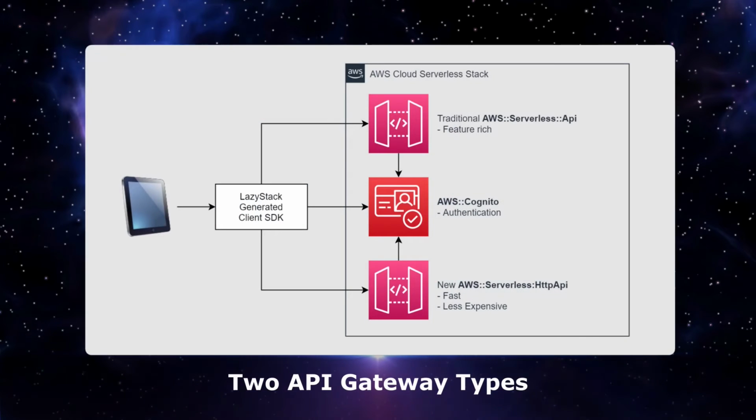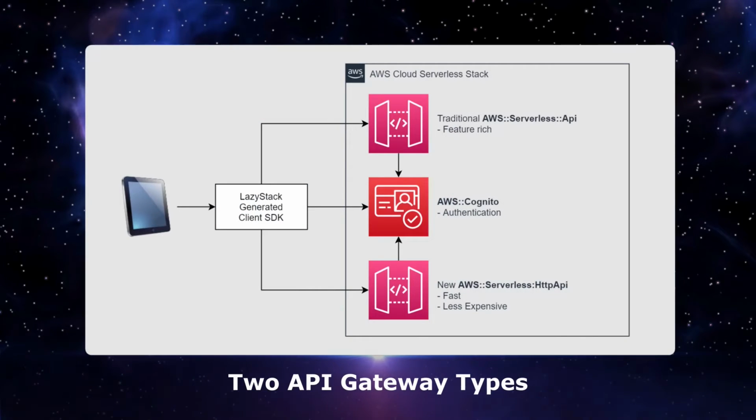AWS provides two different types of API gateways: the traditional REST API and new REST HTTP API. The traditional API offers more features like enhanced security. The new API is much faster and less expensive. LazyStack makes it possible to use either or both gateway types in the same stack. The LazyStack generated client SDK makes calling the gateways simple and secure.